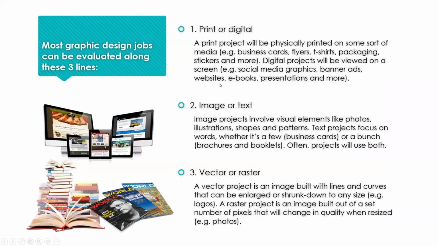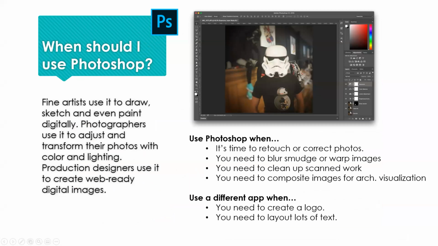So let's skip ahead here. You basically want to use Photoshop when you want to do retouching and color correcting. You want to use things like blur and smudge and scan and composite images. You need to use a different app when you're dealing with lots of text or when you need to create a logo, for example. And this is because a logo is going to be used in multiple scenarios.